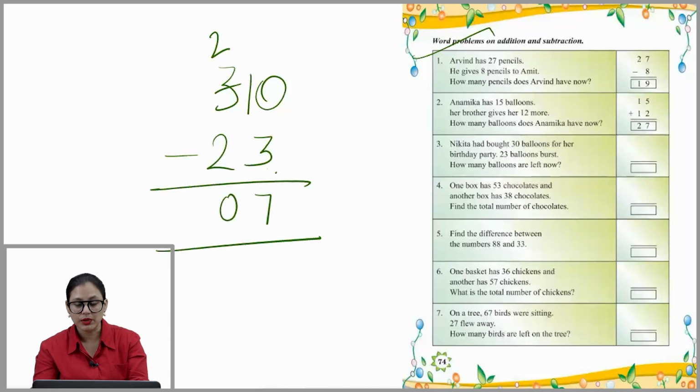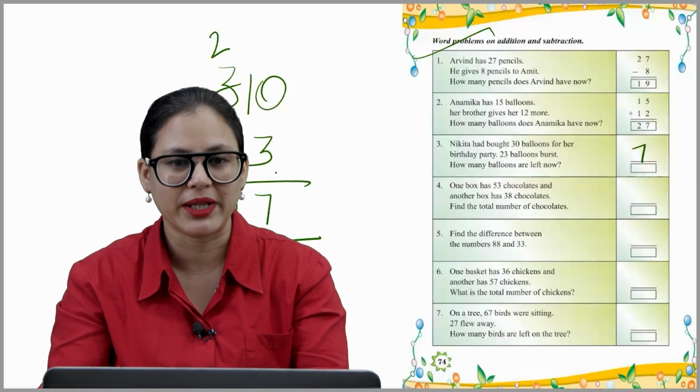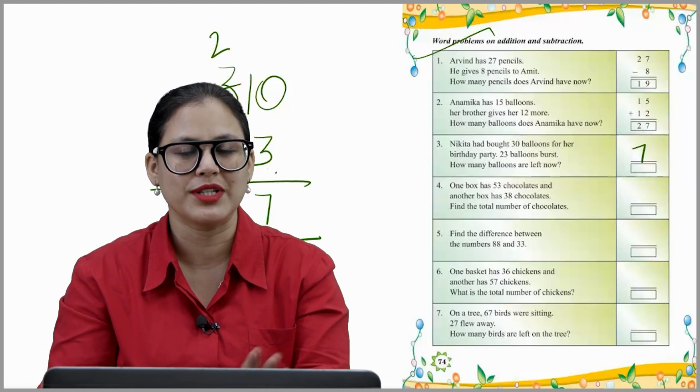That means how many balloons are left now? Only 7 balloons left now. No need to write 0. Just write 7. Right, students? Now, you will practice the remaining questions and keep practicing this chapter also.